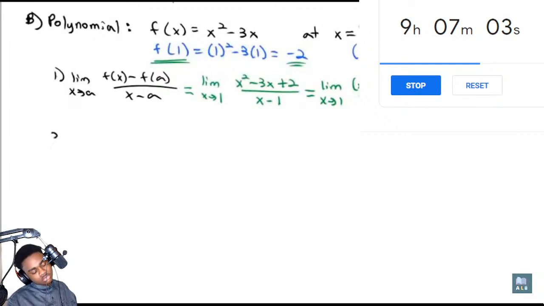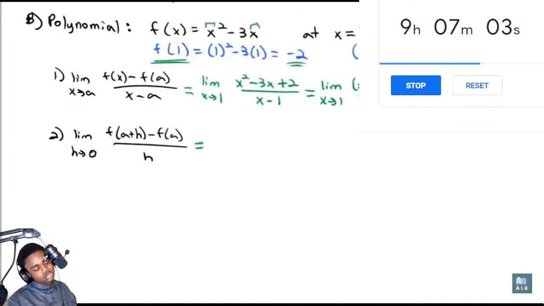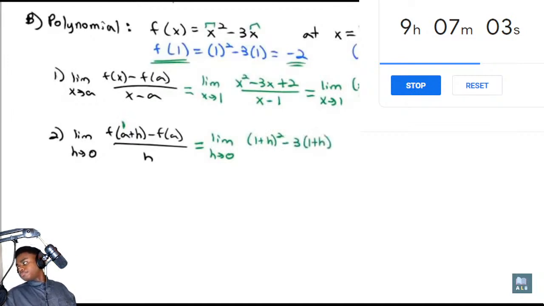Now, I did say there were two definitions. Remember, the second definition would be as if we took the limit as h goes to 0 of f of a plus h minus f of a all over h. So we have the limit as h goes to 0 of f of a plus h. Remember, a in this case is 1, so that really means 1 plus h. So x squared becomes 1 plus h squared minus 3x, which is 1 plus h. And then we subtract f of a, which we've already figured out above is negative 2. So minus negative 2 means plus 2 all over h.